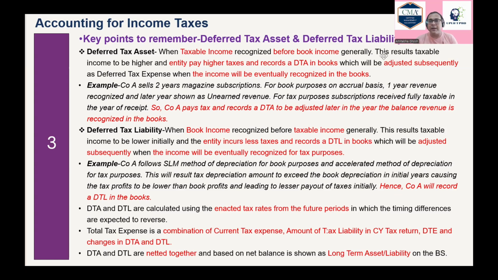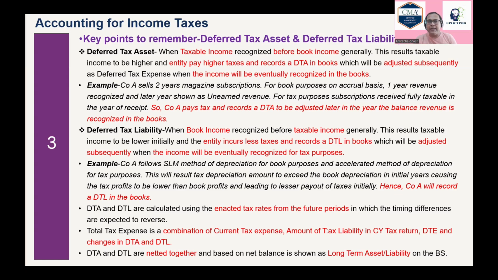It means that something, the income, has been recognized in the tax profit computation earlier. As a result, we have to pay higher taxes, but it is not recorded in the books in that particular period. So naturally, the higher taxes we are paying we recognize as a deferred tax asset, and eventually when that is recognized in the books, we have to make an adjustment with the deferred tax expense.